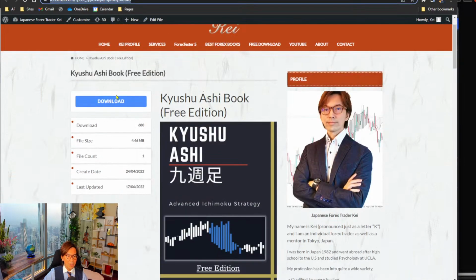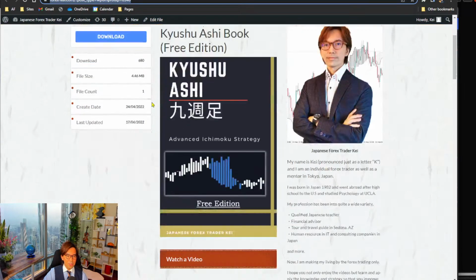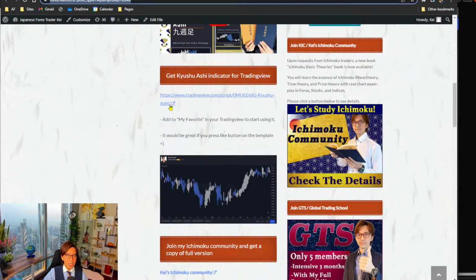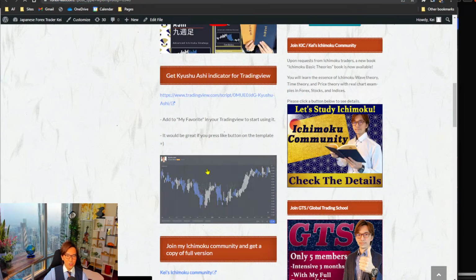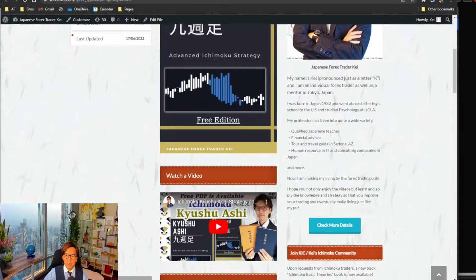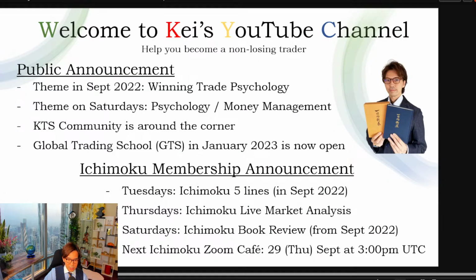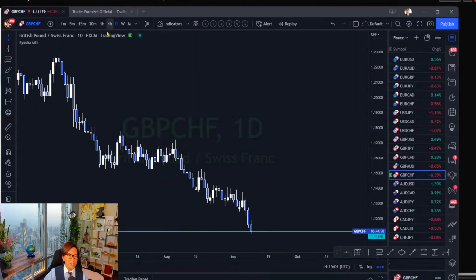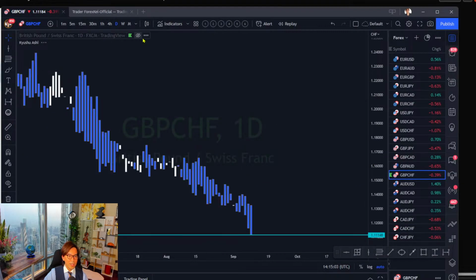You can have the download PDF for free about the Kyushu Ashi, and also there is a Kyushu Ashi indicator for the TradingView. So click on this and then add this one to my favorite, and you can have the Kyushu Ashi indicator like this. The Kyushu Ashi indicator will look like this way.